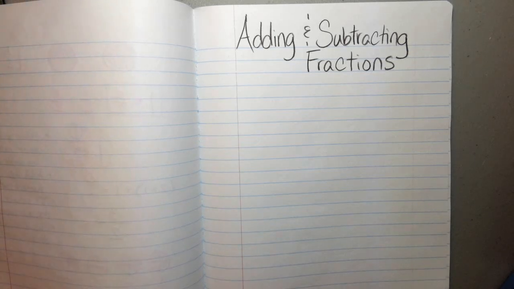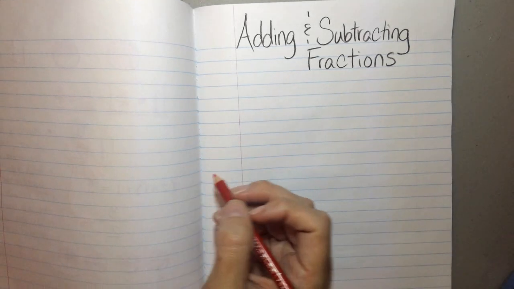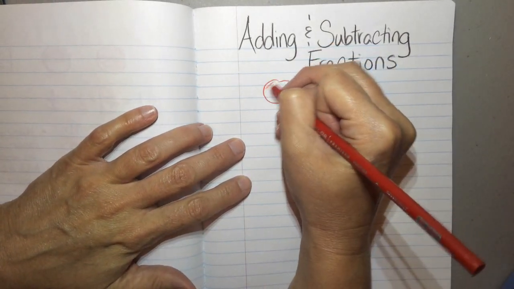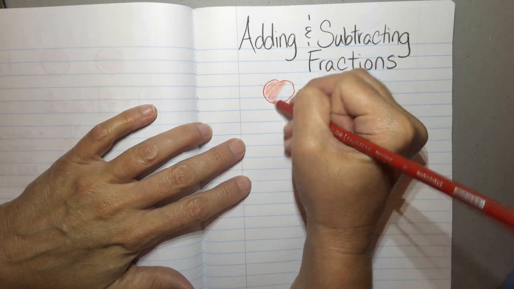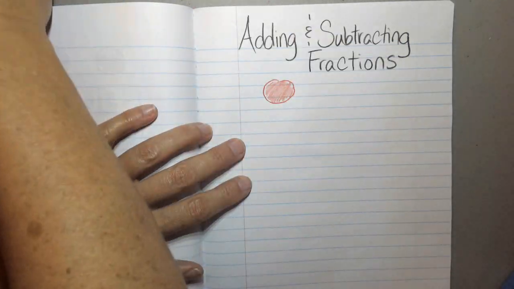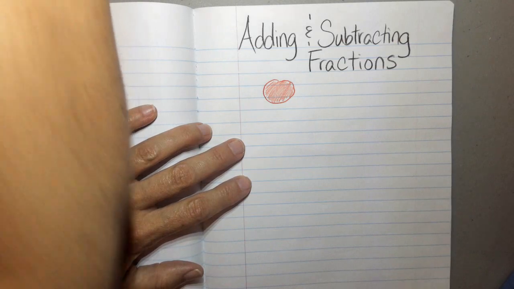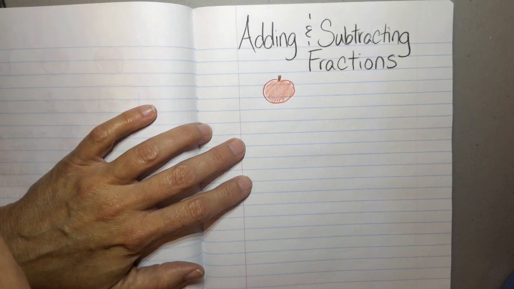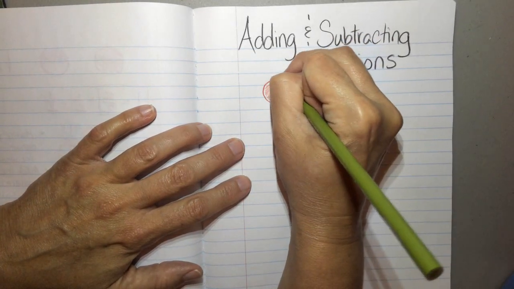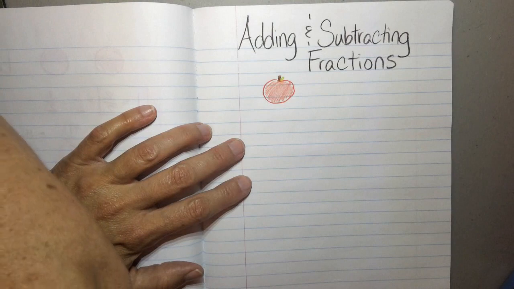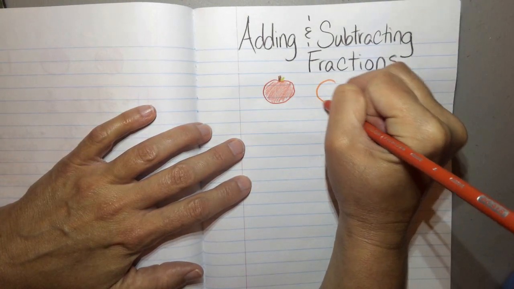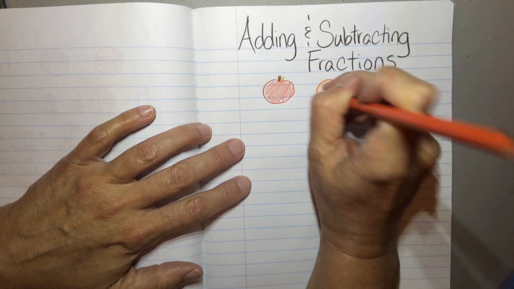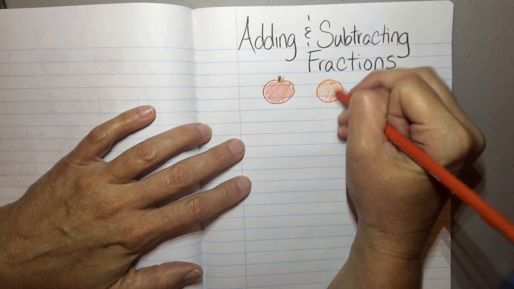Okay, so today we are talking about adding and subtracting fractions, and I am going to draw for you my favorite way to visualize this, and that is with a shiny little apple and a really nice ripe orange.